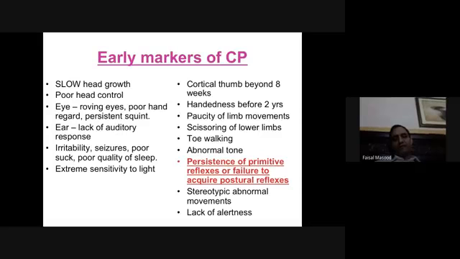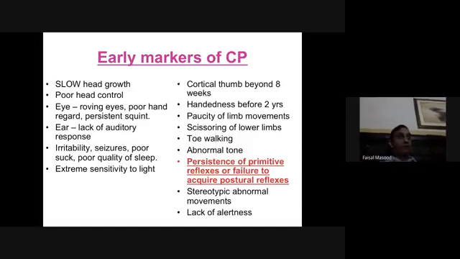Early markers of CP: slow head growth, poor head control, roving eyes, poor hand use, persistent squint, lack of auditory response, irritability, seizures, poor suck, poor quality of sleep, extreme sensitivity to light, cortical thumb beyond 8 weeks, handedness before 2 years, paucity of limb movements, scissoring of lower limbs, toe walking, abnormal tone, persistence of primitive reflexes or failure to acquire postural reflexes.